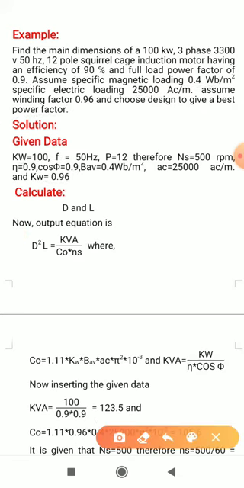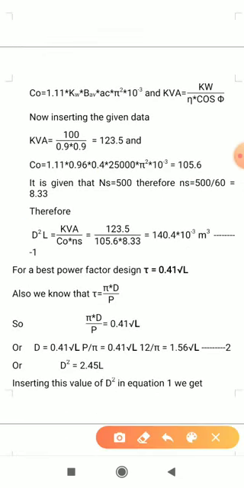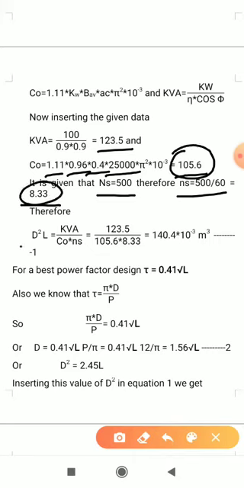Similarly, we will calculate the Co also. So Co is equals to 1.11 into 0.96, this is Kw, into 0.4, this is Bav, 25,000 is AC into pi square into 10 to the power minus 3, and if you calculate this you will get the 105.6. Also, it is given here the capital Ns is equals to 500 RPM. So, if you convert in the RPS, then the small ns becomes 500 divided by 60, and you will get this value 8.33. So, just we will put this value of the kVA, the Co and the ns in the expression of the D square L.